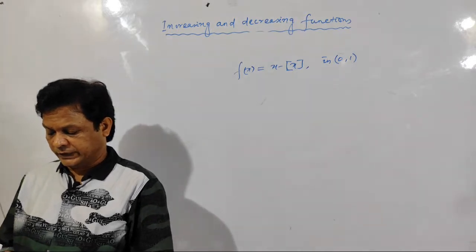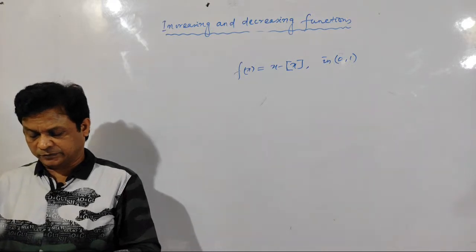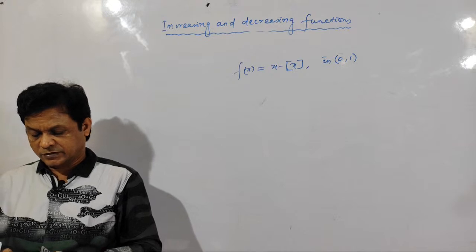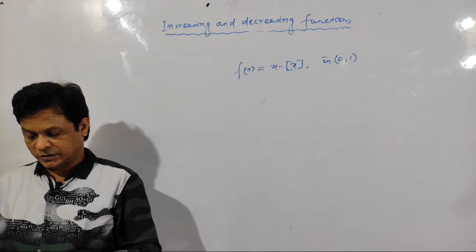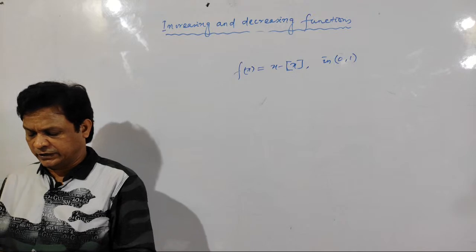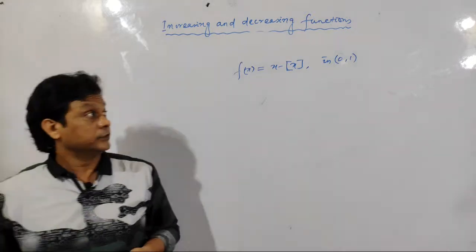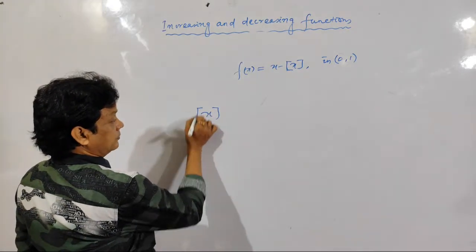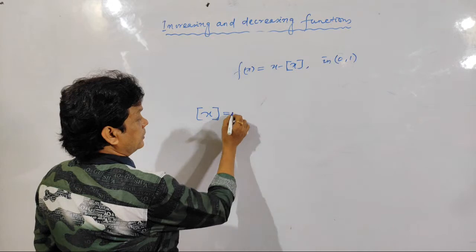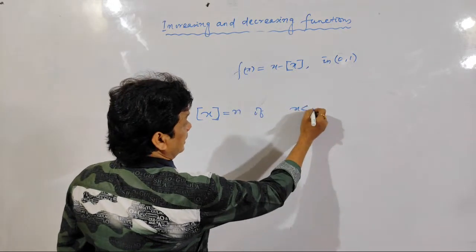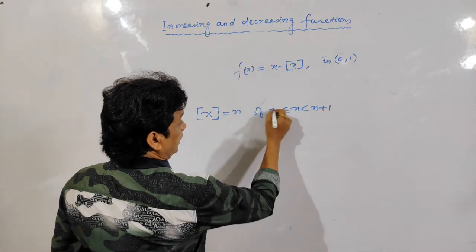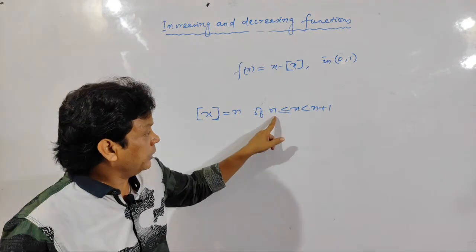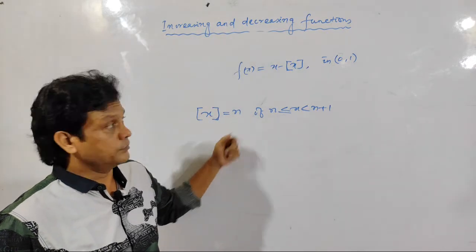Shiv Sundar Pandey is saying that it is neither increasing nor decreasing. And Bhavan is saying that it is increasing. And Anita Samal is saying that it is neither decreasing nor increasing. Okay, let us check it. What is the definition of bracket x? That means greatest integer function. It is equal to n if x is less than n plus 1 and greater or equal to n. If x lies between n and n plus 1, the lower limit is the value of bracket x.